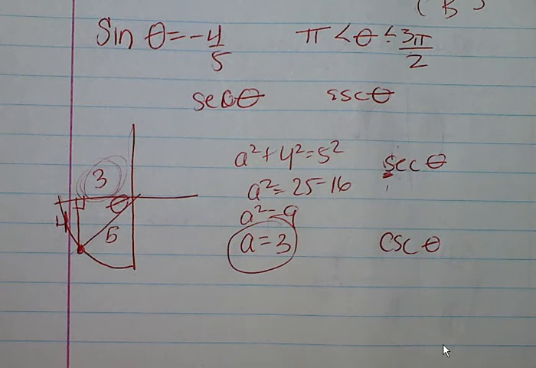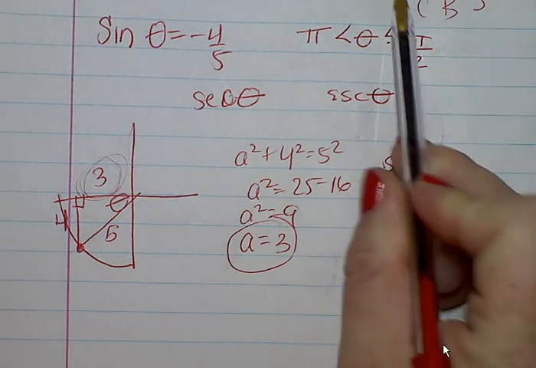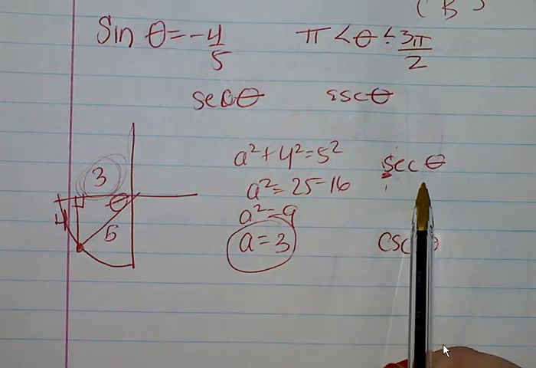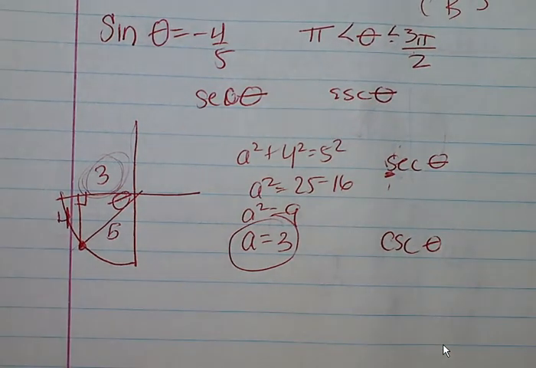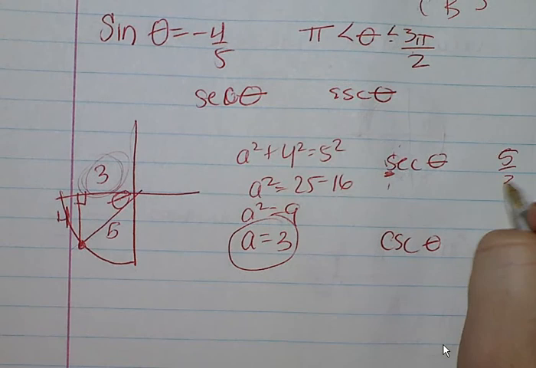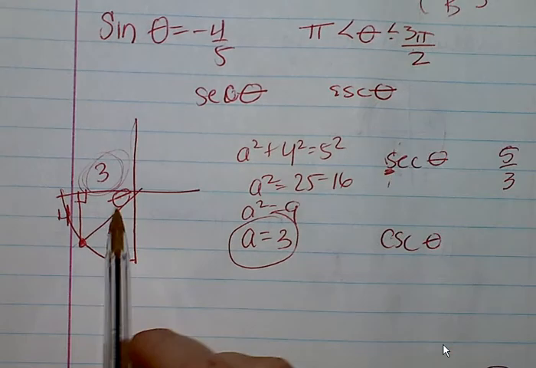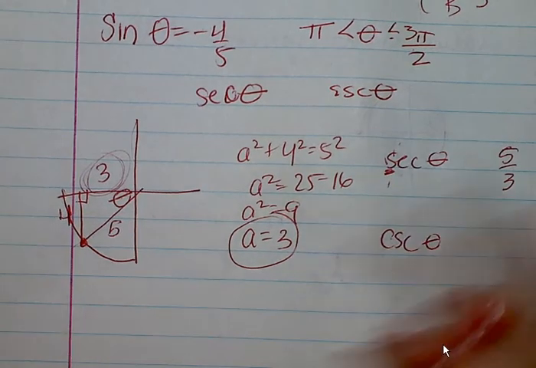Okay, so the cosine is 3/5. But when you find the secant, what do you have to do with the 3/5? You have to flip it. And then you have to ask yourself, the cosine in this quadrant is negative. That means its reciprocal is also negative.